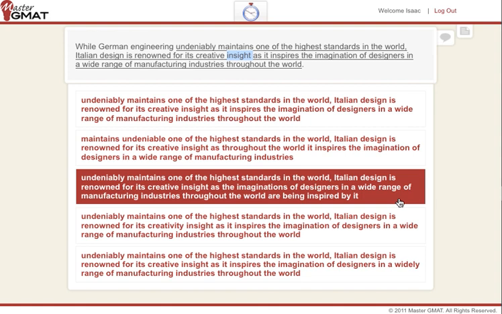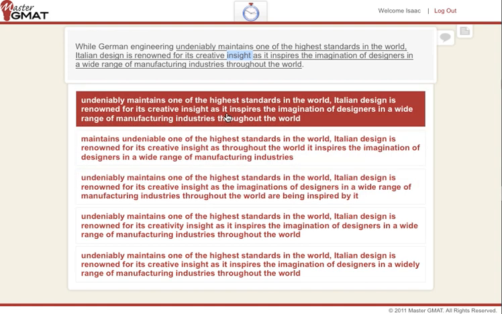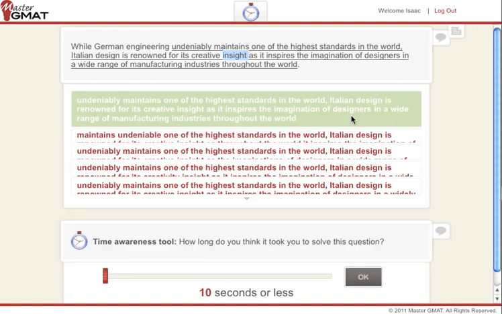The world are being inspired. Plus, always pay attention to that being. It's always a little bit awkward, especially when it's used in the passive sense. Doesn't mean it's wrong. Again, be careful. However, you do need to make sure that there's not something better out there. And in this case, this is certainly better. Okay, so we click on that.